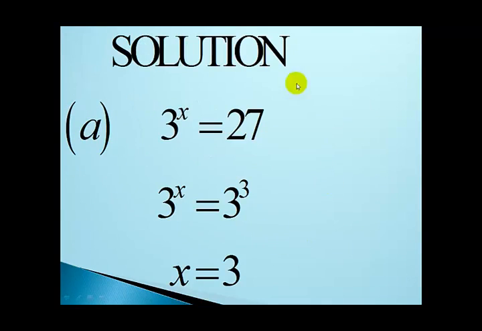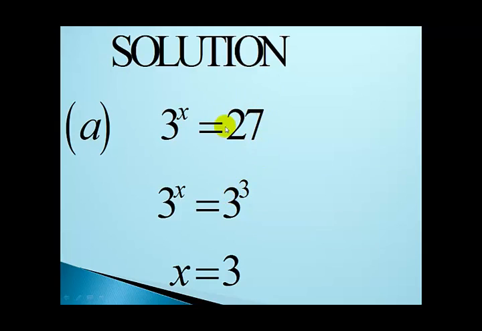Now solution. Let's look at the solution to the problem in A. We were given 3 raised to the power x equals 27. Now the bases are different. The base on the left hand side is 3 and the base on the right hand side is 27. Take note, the exponent here is 1, but 27 raised to the power 1 is the same as 27. So we have to express 27 also to have the base 3 so that we can equate the exponent.